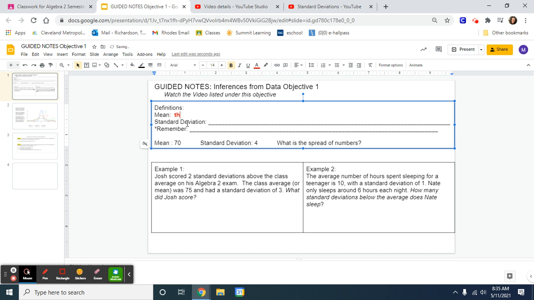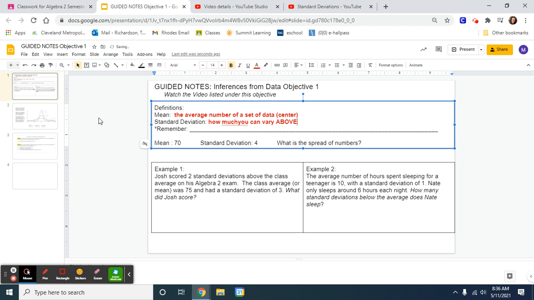But the definition of mean that we are going to use is the average number of a set of data. And I want you to think about it as your center. So when I give you a set of data, it's the average, it's the center. Okay? So again, if you ever have to pause this video, feel free to pause to give yourself time to type. Standard deviation. The definition of standard deviation is how much you can vary.